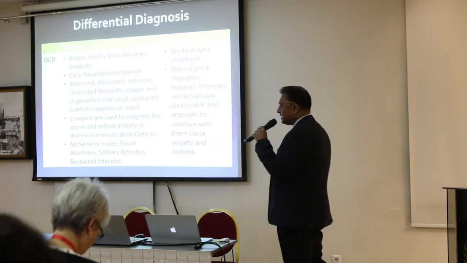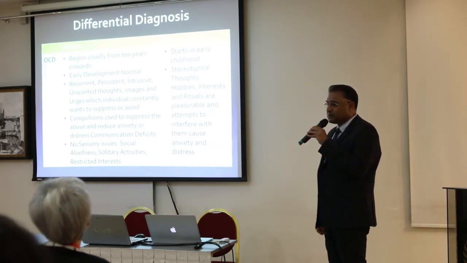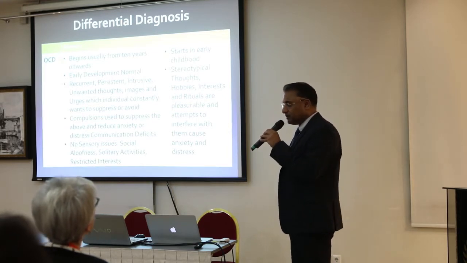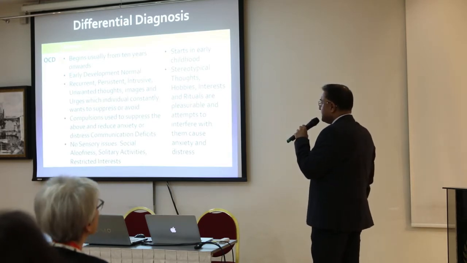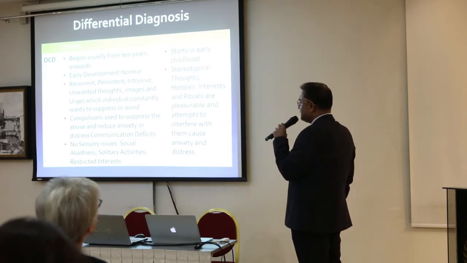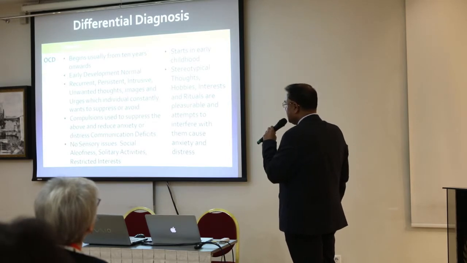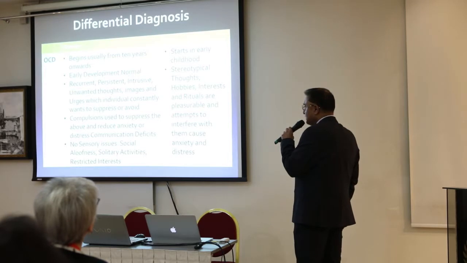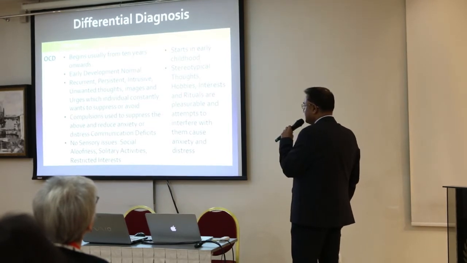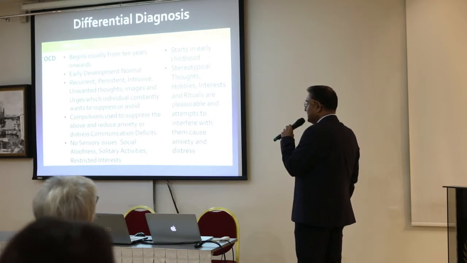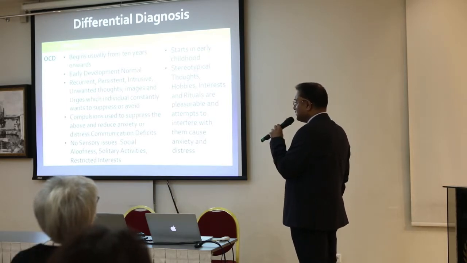The other one is OCD, because we have seen that obsessive compulsive disorder can be a comorbid condition with autistic spectrum disorder. The difference is in the age of onset. OCD usually starts from 10 years onwards. Early development is normal. The differentiating feature is that in OCD, people have recurrent, persistent, intrusive, unwanted thoughts, images, and urges, which the individual constantly wants to suppress or avoid.